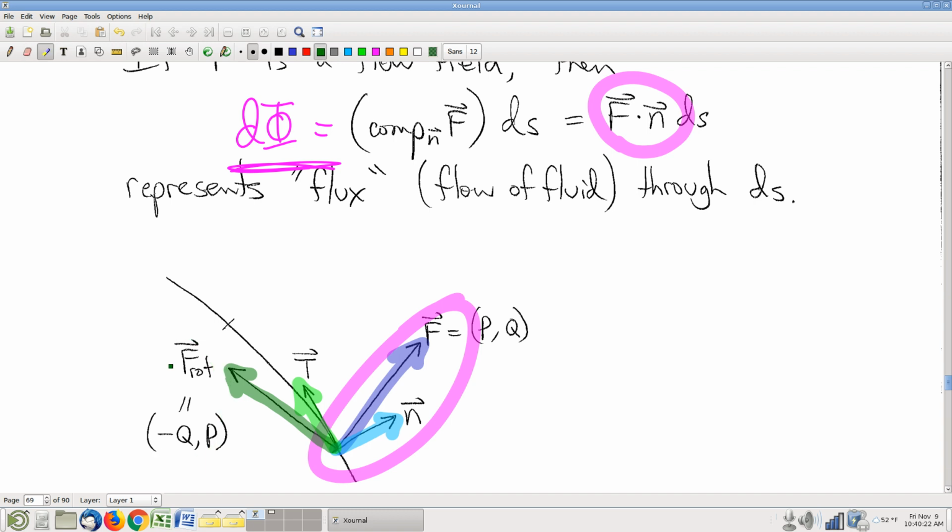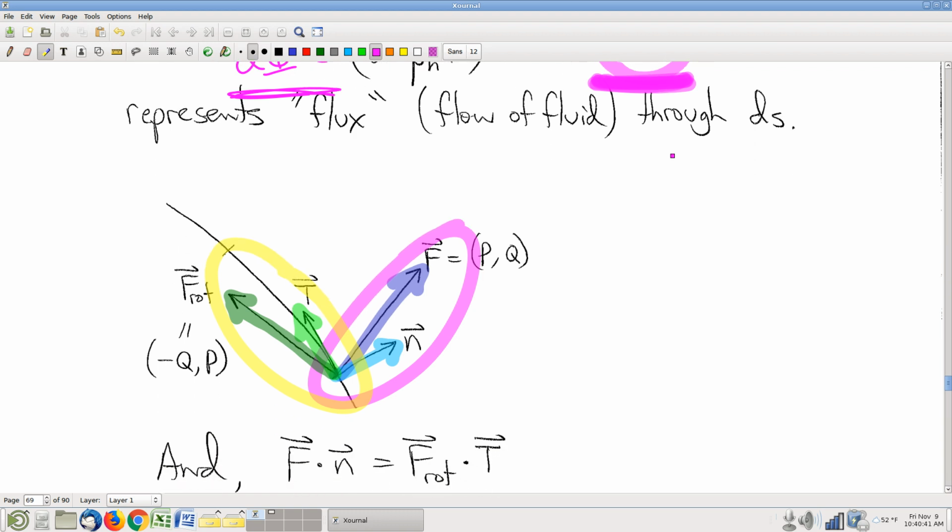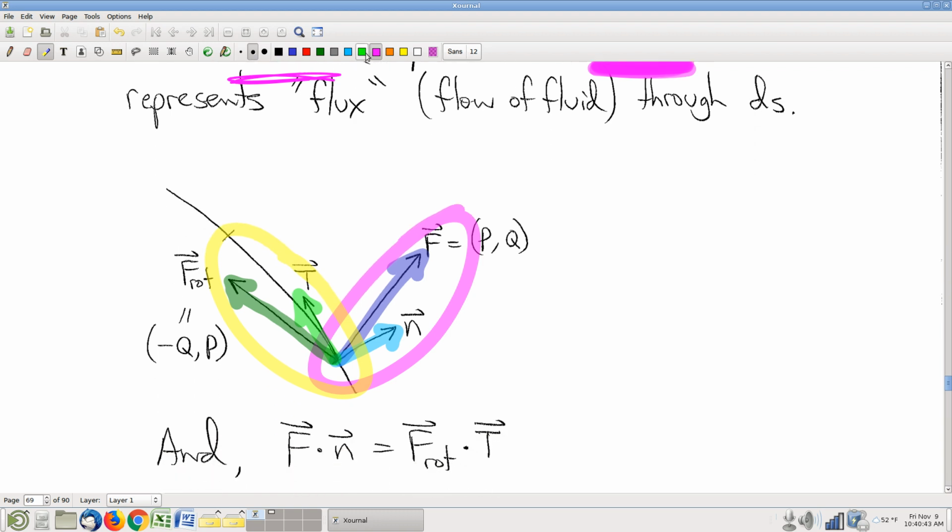Okay, so punchline is that, here we go. That purple dot product, F dot n, and keep that in mind, that's what we're interested in up here, F dot n is equal to, did I write this down here? Yeah, here it is. F dot n is equal to this F rotated dot t.